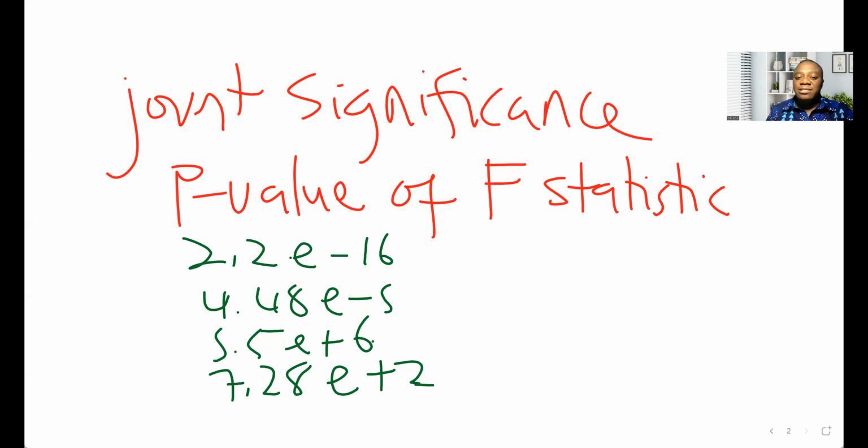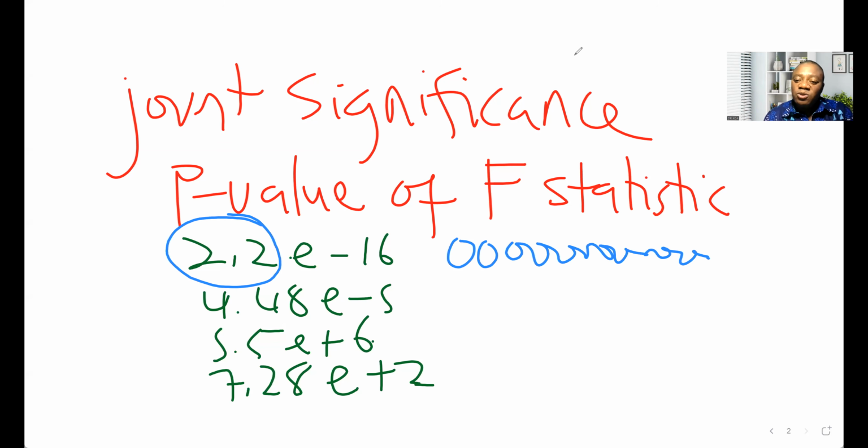What this means is that there are 16 zeros before the 2.2. So we have 1, 2, 3, 4, 5, 6, 7, 8, 9, 10, 11, 12, 13, 14, 15, 16 zeros before 2.2. That is what it means. And after you've written the 16 zeros, then you bring a point right after the first zero. So it means that there are 16 zeros before 2.2.